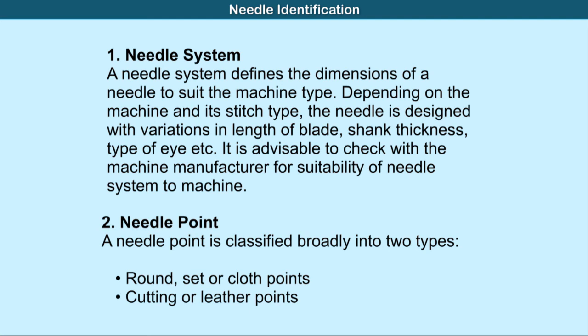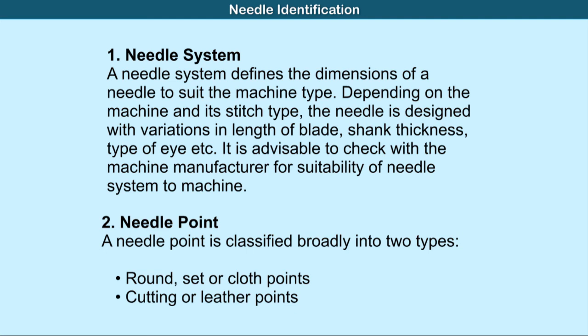System: a needle system defines the dimensions of a needle to suit the machine type, depending on the machine and its stitch type. The needle is designed with variations in length of blade, shank thickness, type of eye, etc. It is advisable to check with the machine manufacturer for suitability of the needle system to the machine.